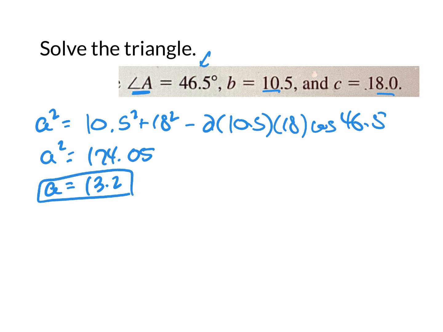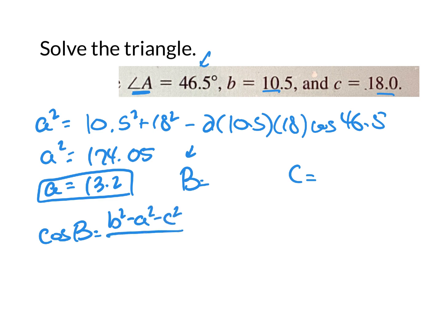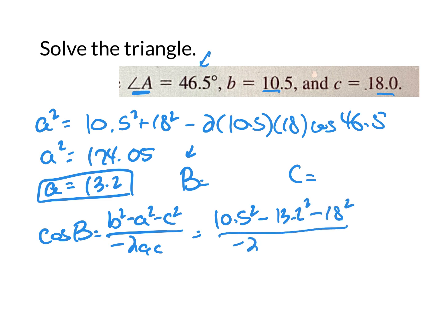Now I'll need to find big B and also big C before I'm done. So I'm gonna go back and do law of cosines again, except this time with big B. Just like the last slide, cosine of big B is gonna be B squared minus A squared minus C squared all over negative 2AC. So if I put the numbers in there, it's gonna look like 10.5 squared minus the number I just found for A, 13.2 squared, minus 18 squared over negative 2 times 13.2 times 18.